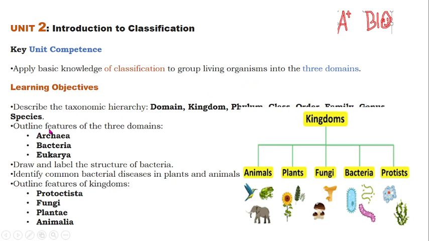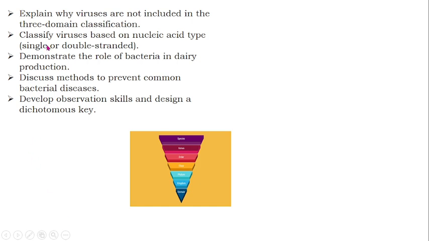Also, the outline of the features of the 3 domains: archaea, bacteria, eukarya. A student will be able to draw and label the structure of the bacteria, identify common bacterial diseases in plants and animals, and outline the features of the kingdoms: protista, fungi, plantae, animalia. The student will also be able to explain why viruses are not included in the 3 domains classification, and classify the virus based on the nucleic acid type.